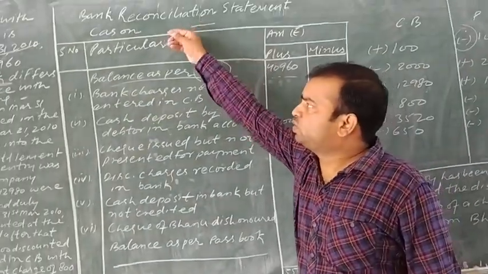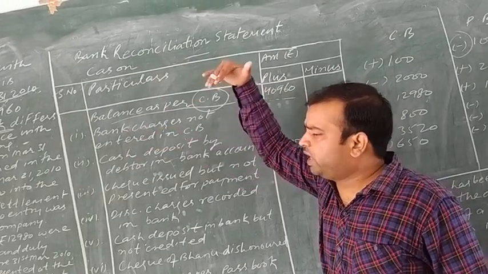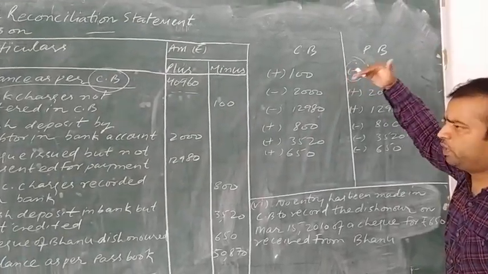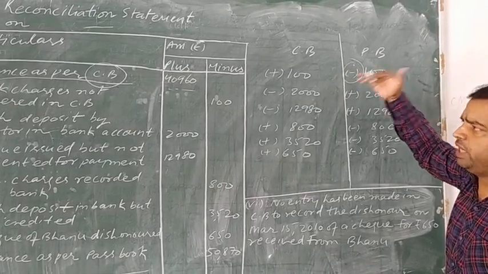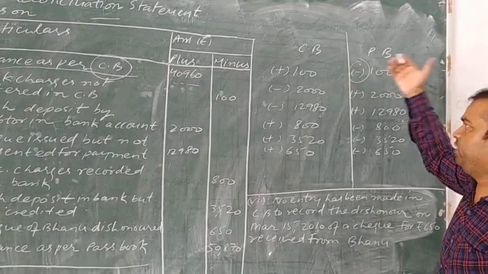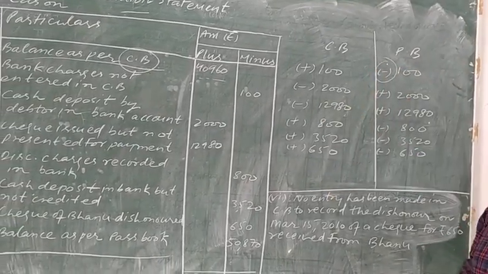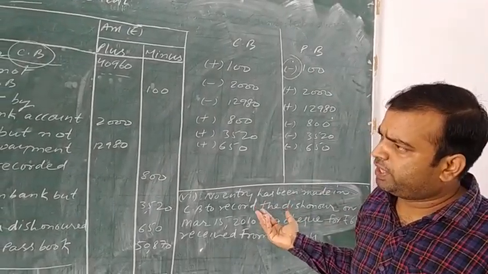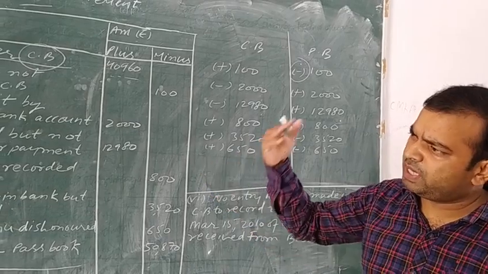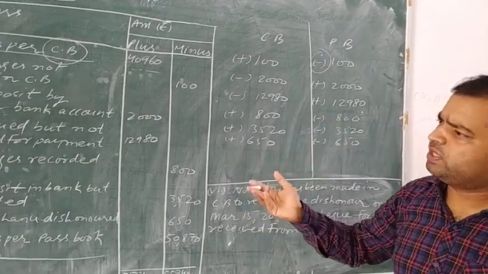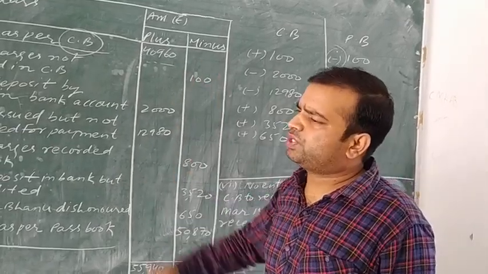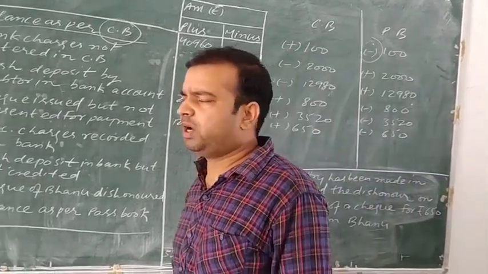Reconciliation means just to match something. We are matching the balance of the cash book and the passbook, and we are finding there is a difference between the treatment within the passbook and the cash book related to the first transaction. A similar type of difference will be found in other transactions also, and due to this, the bank reconciliation statement is being prepared by us.